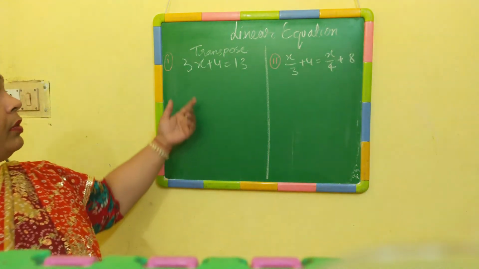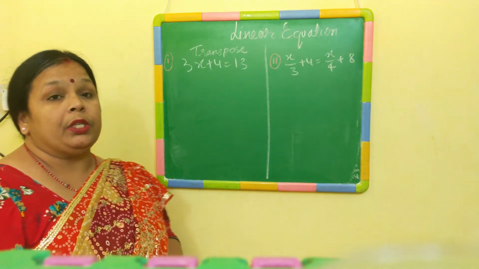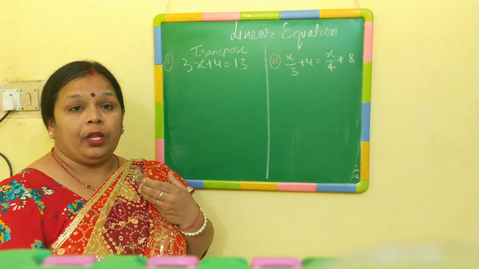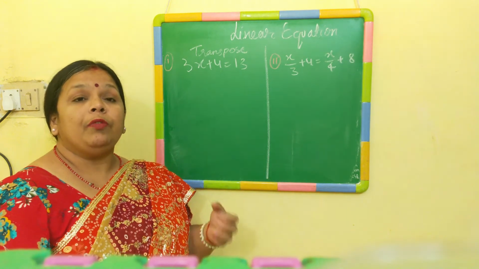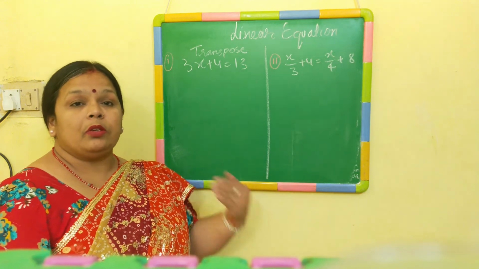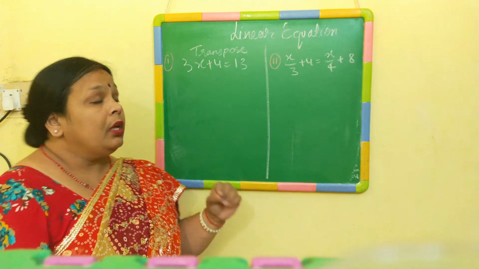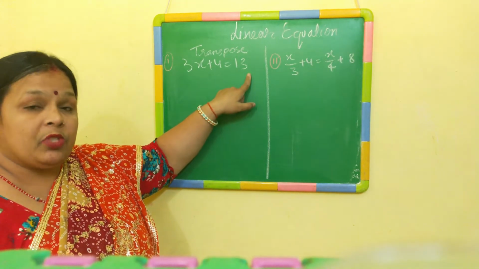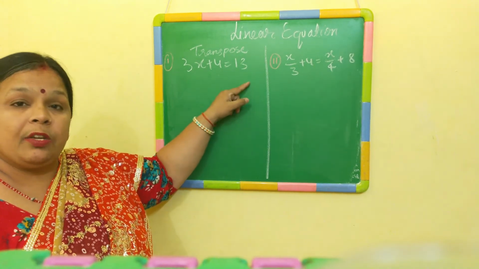Now, quickly we will see about transpose method. What exactly is transpose method? Transpose is to transfer one number or one term from LHS to RHS. So whenever we are transferring it from LHS to RHS or from RHS to LHS, the only thing to be kept in the mind is if a value is positive this side, when it moves toward the other side it becomes negative, and if it is multiplied here, the other side it will become as divide.